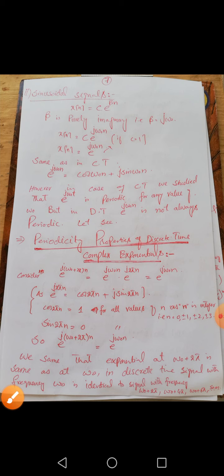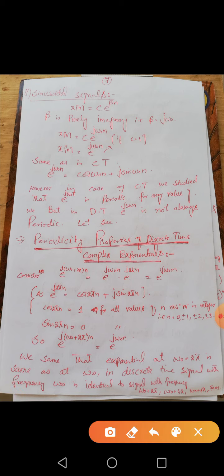So next we are going to study the periodicity property of the discrete time complex exponential signal. Before going to define how to find whether a specific discrete time signal is periodic or not, let us see one important note. Consider e power j (omega naught plus 2 pi) n.